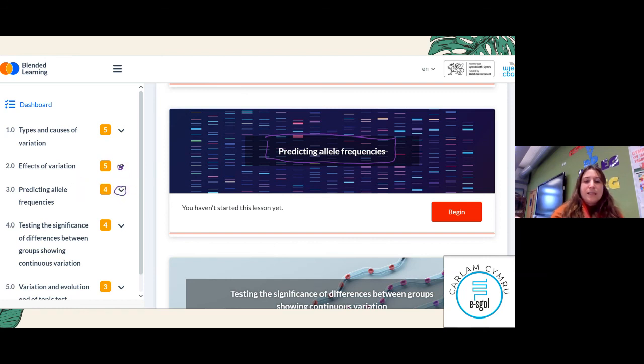Predicting allele frequencies. And as you go through and click begin and next, there are options to download practice questions, and there are also the mark schemes with the working out. So if you feel like you need a little bit more practice with this equation, then please visit this website: WJEC Blended Learning, Biology, A-Level. Go to Predicting Allele Frequencies and you'll get a lot more practice there.